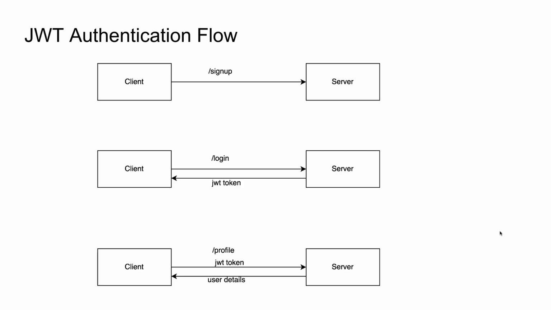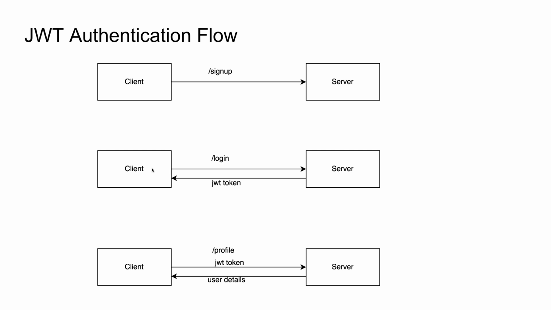We're going to use the JSON Web Token authentication flow. I know you already built JSON Web Token authentication. This is how the JWT auth flow works. The client sends the sign up request to the server, and the server will send the response back to the client: a user created successfully.